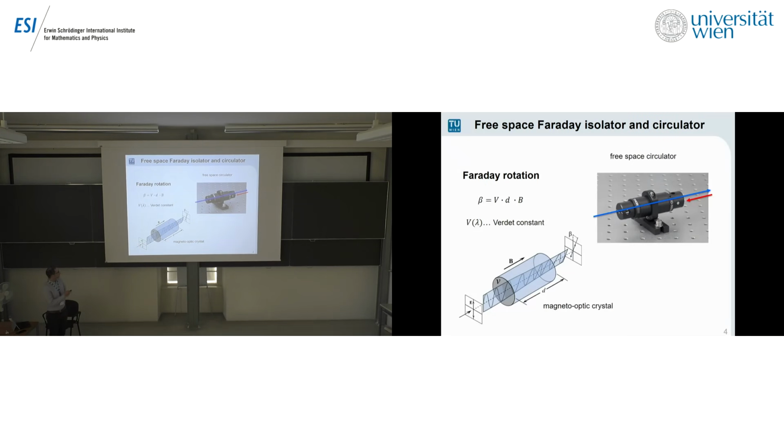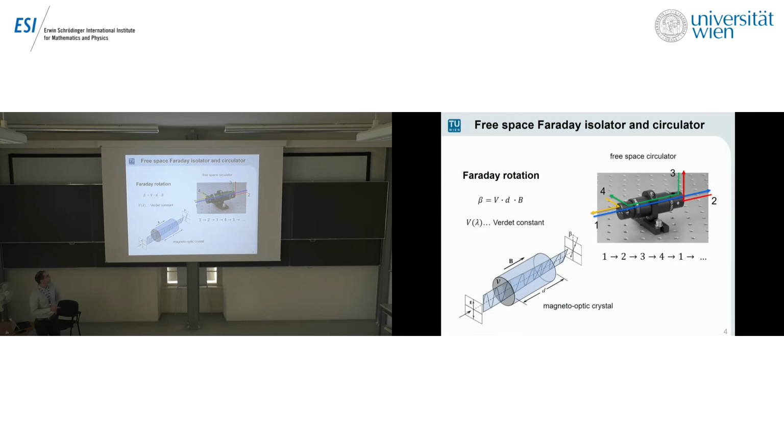And if you now replace the polarizers here and at the end by polarizing beam splitter cubes, you can directly create an optical circulator which works like this. If you send light in here, it will exit here. If light enters here, it will be sent here, and so on. So this is then directly an optical circulator.